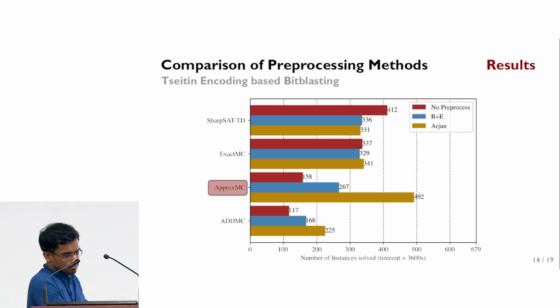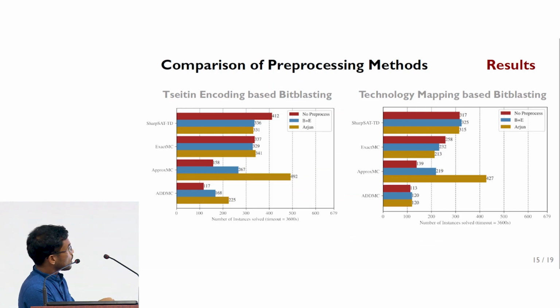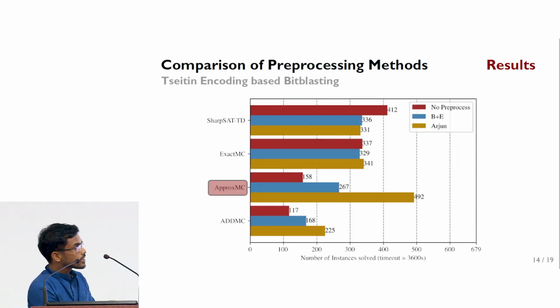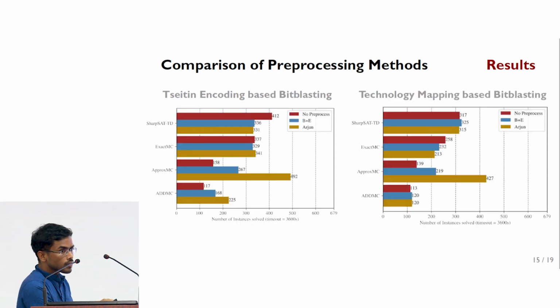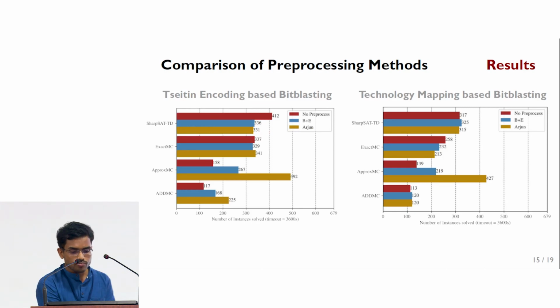A similar behavior was shown here as in the previous one, which was encoded by Tseitin encoding, when we bit blast the instance with technology mapping. But in all of the cases, technology mapping was not that good a performer in comparison to Tseitin encoding.